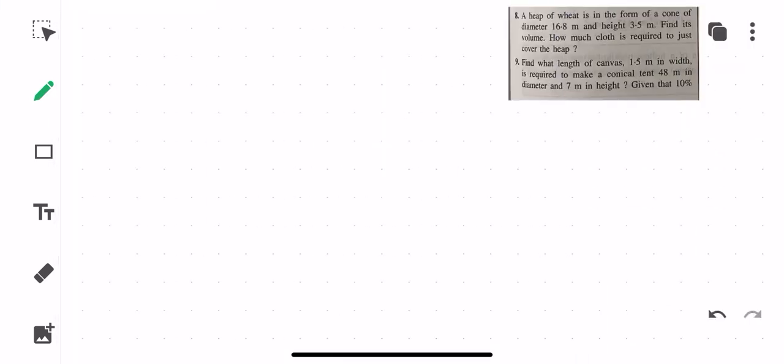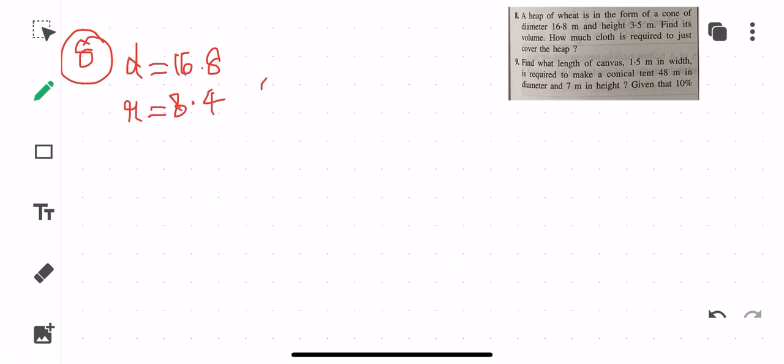Okay, we will be moving to question number 8. So in question number 8, the question says the heap of wheat is in the form of cone of diameter this much and height this much. Find its volume. How much cloth is required just to cover the heap? So this is very easy question children, because here diameter has been given as 16.8. So it is understood that the radius is coming out to be 8.4. And then they have given you height as equal to 3.4 meter. So you have to calculate the volume. So obviously volume is going out to be equal to 1/3 into pi r square h.